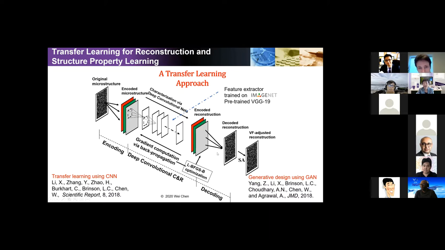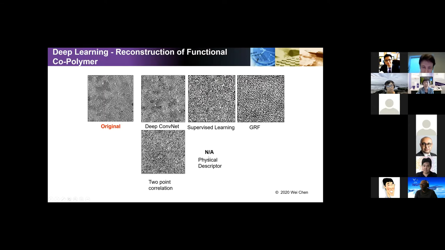The same approach can also be used with generative design methods, like GAN, for material design. Using the latent variables identified from the GAN deep neural network, we could actually design new materials to accomplish certain properties. Here I show you one example of the power of this deep learning technique. This is the original image. It's a real image from a block copolymer, okay?